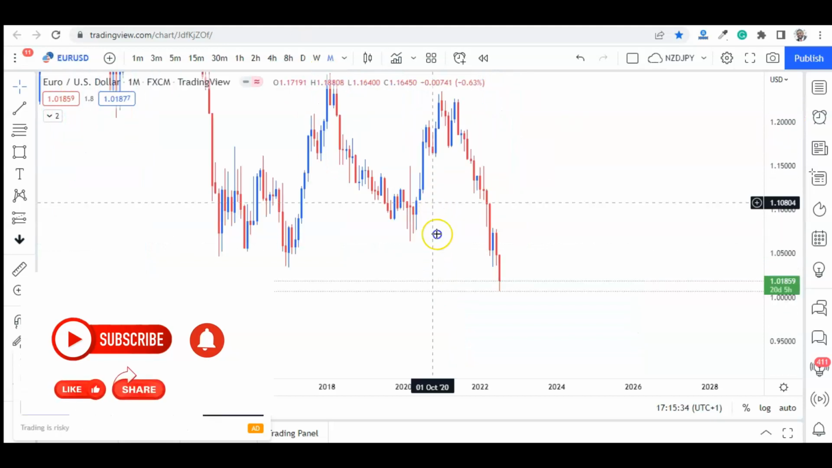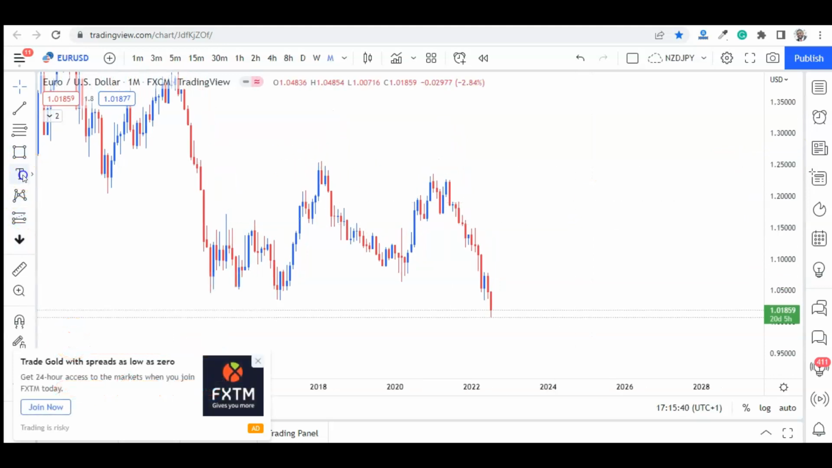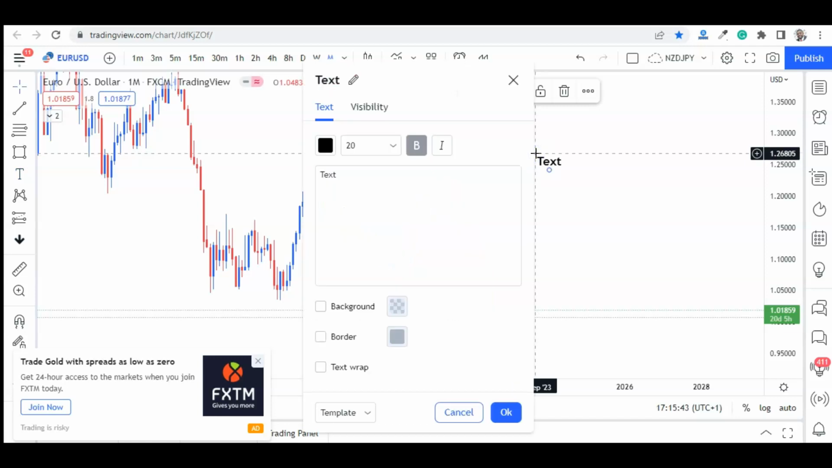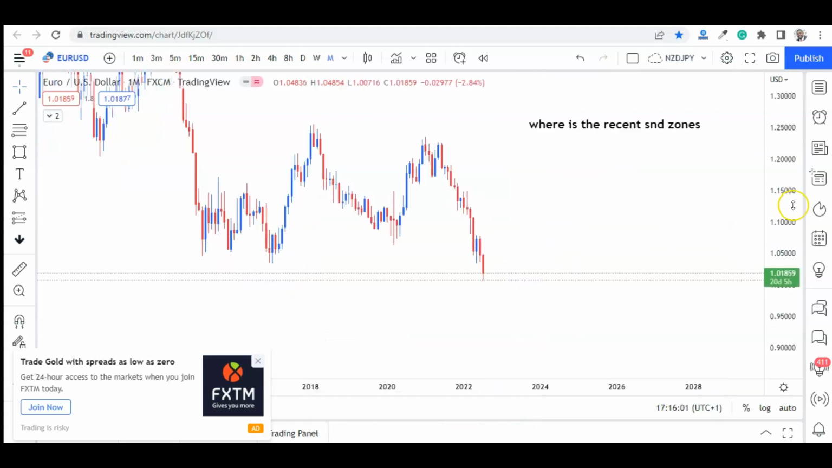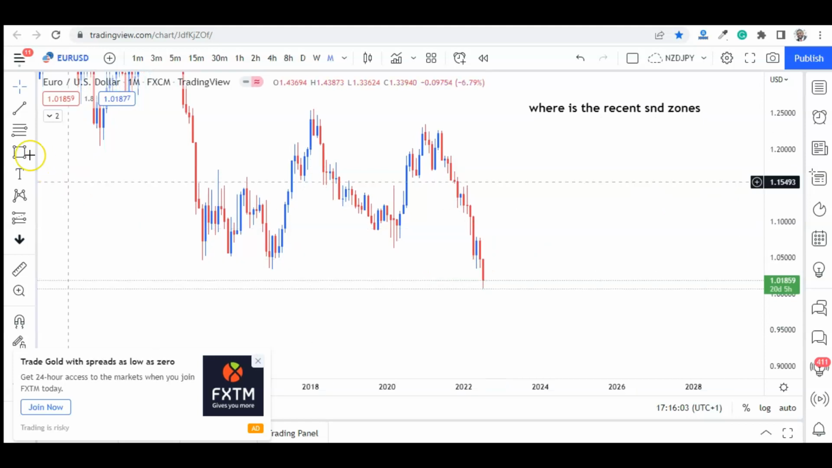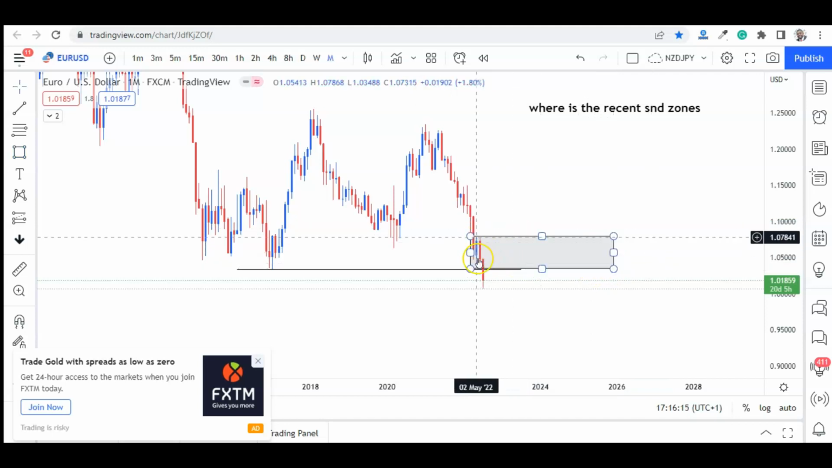And watch me as I do this. Now, the first thing you need to ask yourself is, where are the recent supply and demand zones? Because we are in the higher time frame, we have to know the recent S and D zones. The S and D zones responsible for a break in structure, and from there you can see this whole candle here could be your S and D zone. This is the recent S and D zone.